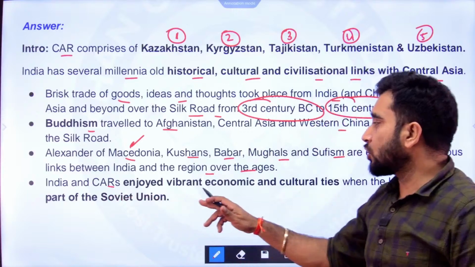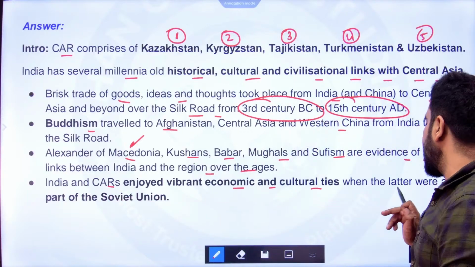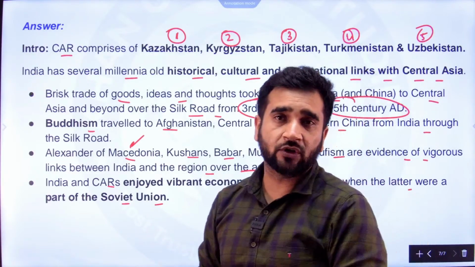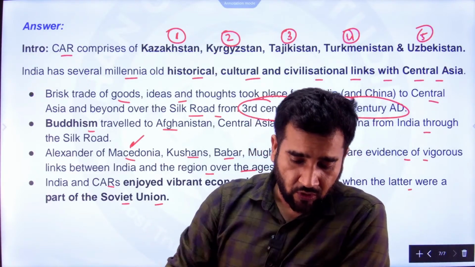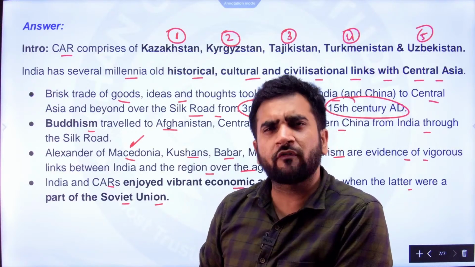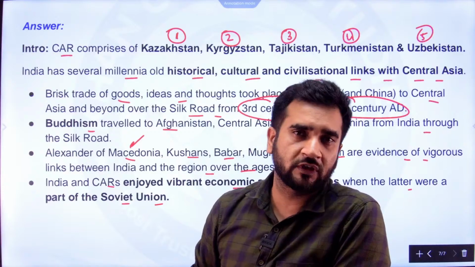India and CARs enjoyed vibrant economic and cultural ties when the latter were a part of Soviet Union. So all these stans were part of Soviet Union. So, India and these stans, they enjoyed, India overall enjoyed a good relations with USSR or Soviet Union at that time.